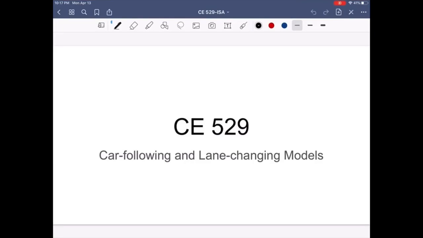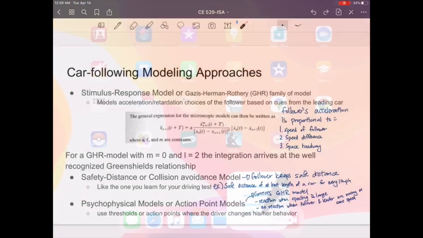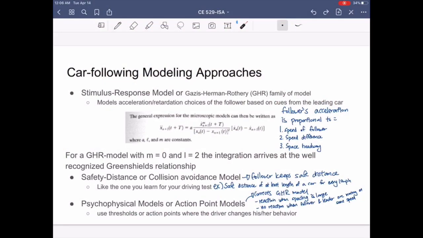In this video, I'm going to explain the car following model and the important factors to increase the accuracy of a car following simulation model. First, I'm going to explain different logics behind the car following model.